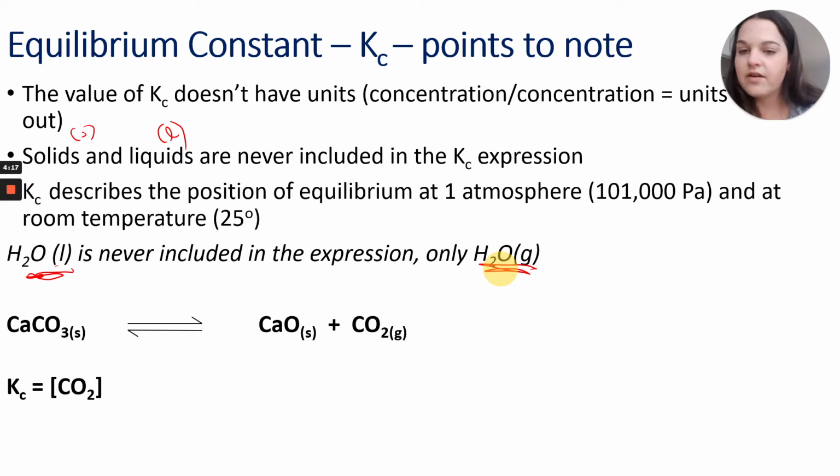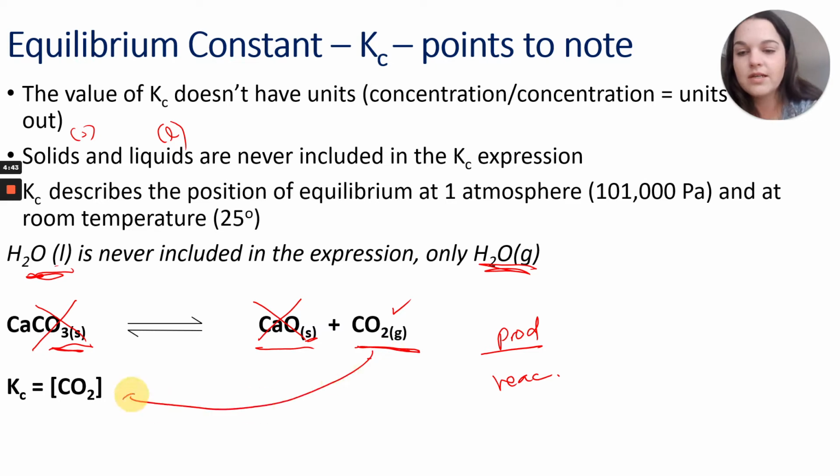For example here, I've got calcium carbonate, which is a solid, so it's not going to be included. It reacts in equilibrium to form calcium oxide, again a solid, so we're not going to include that, plus carbon dioxide gas. We will include that. Now remember, our Kc is products concentration over reactants. So the product I'm going to put in is carbon dioxide. I don't need to put any number up here because there's nothing in front of it, and it's not divided by any reactants because our only reactant is a solid, which we're not going to include.